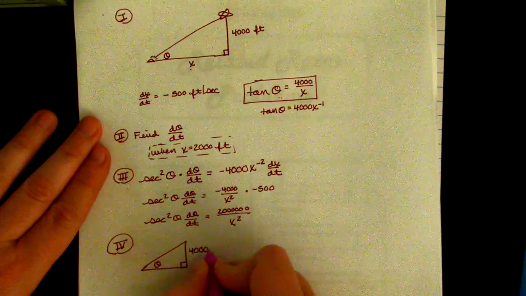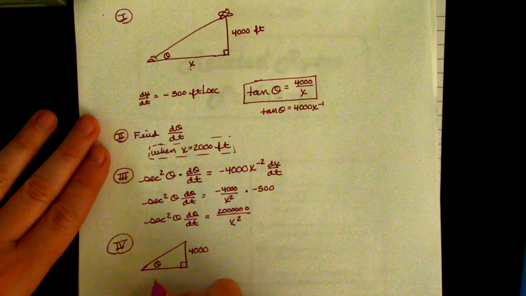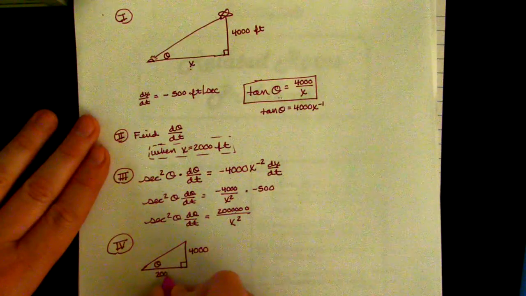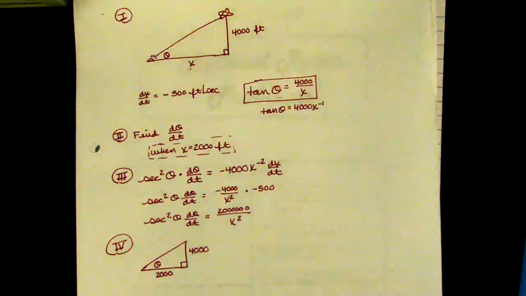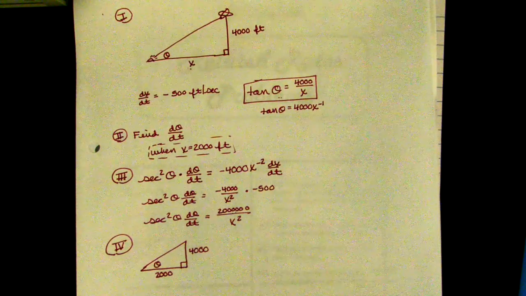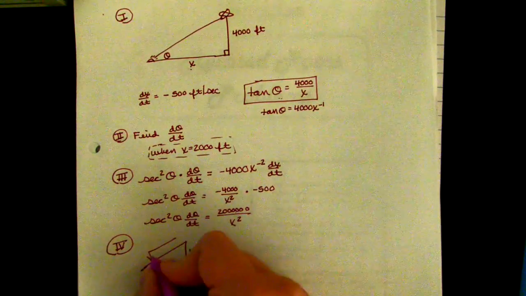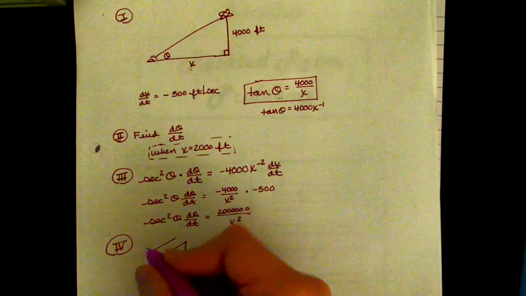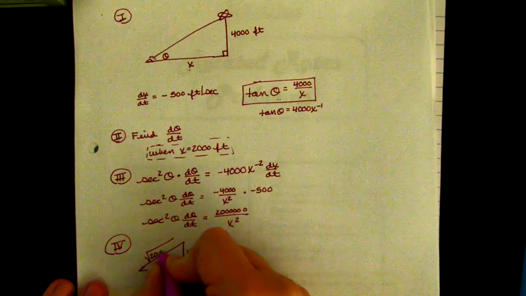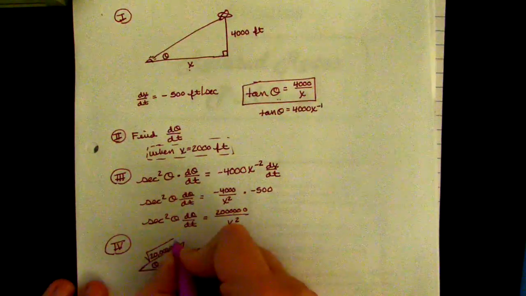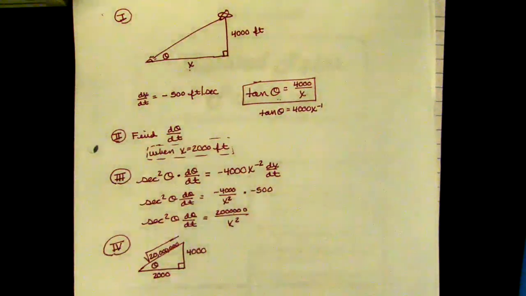I know this is 4,000, and I know that at my specific instance, this is 2,000. Go find the hypotenuse. Go use the Pythagorean theorem. Find the hypotenuse. I'll make Edpuzzle pause. When you go to do your Pythagorean theorem, you should get the square root of, let's see, this is looking like 20 million. Sorry for the big numbers. When we're dealing with airplanes, though, we have to have big numbers here.